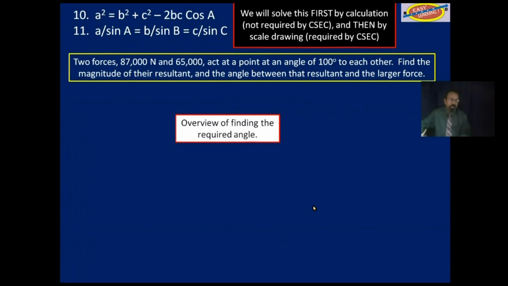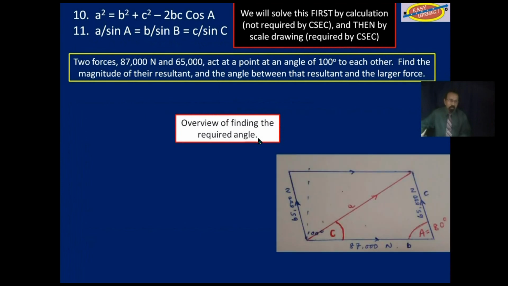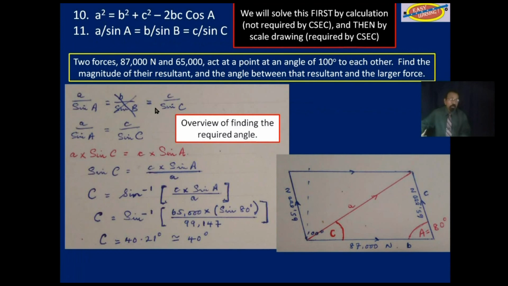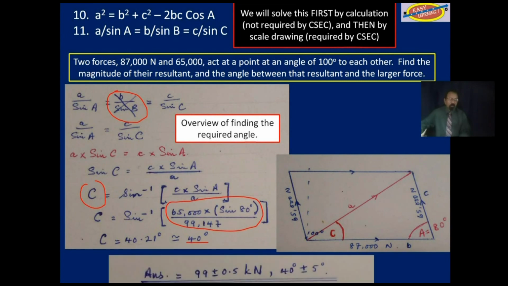Now, overview of finding the required angle. This is what we did. A over sine A is equal to B over sine B is equal to C over sine C. You work through that, and you remove the B from there because we don't need it. You change the subject to make C the subject of the formula. You substitute your values here, put that in your calculator, and you come up with 40 degrees. So our answer is 99 plus or minus 0.5.